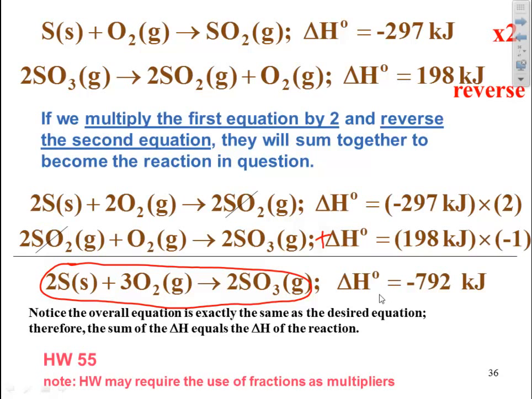Homework 55. Notice in the homework you may have to use fractions as multipliers to figure out things to get them to cancel out, like 4/3 or so on.